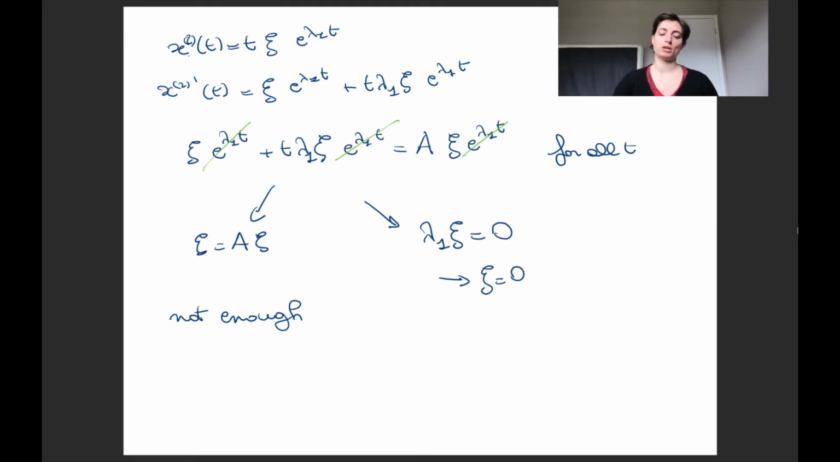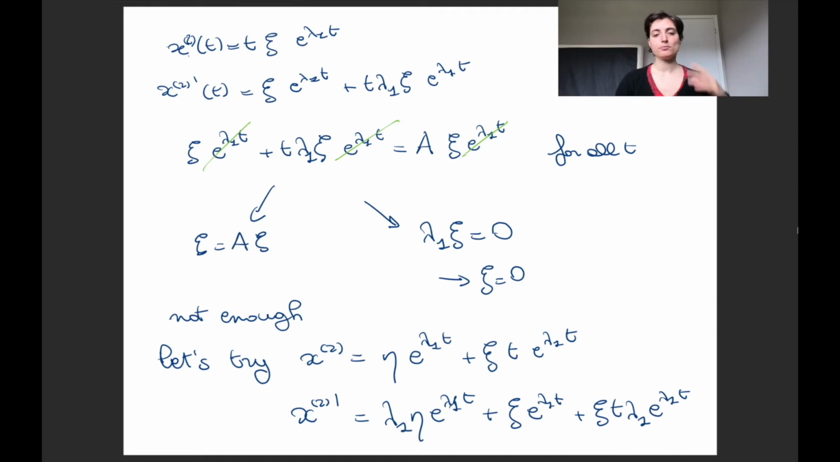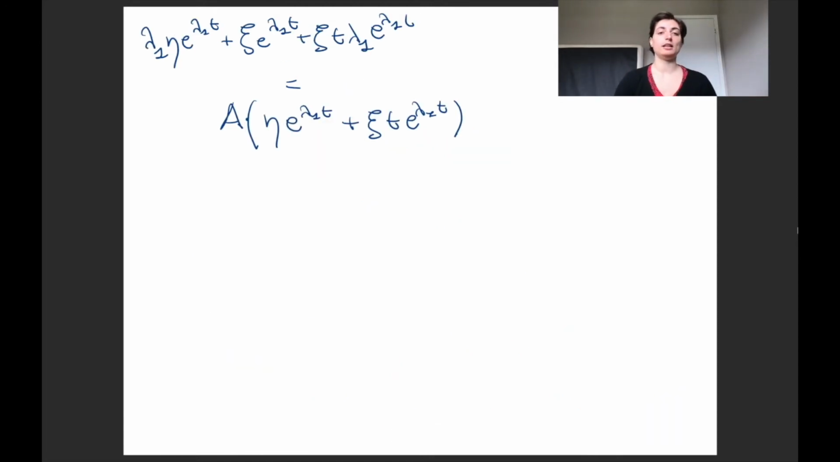to find a solution. So let's try instead a sum of two elements, in which the first is a vector times exponential of lambda 1t, and the second is a vector times t times exponential of lambda 1t. We take the derivative of this. The derivative of the first element is lambda 1 xi exponential of lambda 1t, and then the second block is what we computed already, xi exponential of lambda 1t plus xi t lambda 1 exponential of lambda 1t. And we plug it in our ODE.